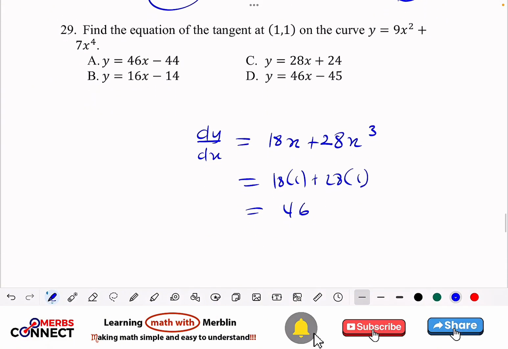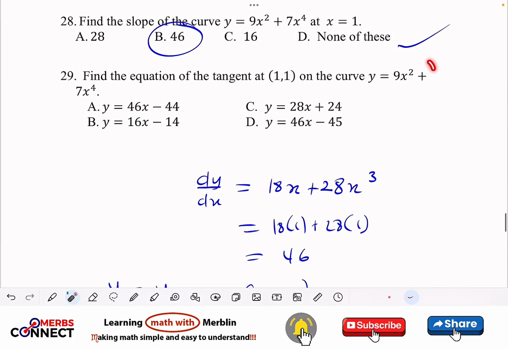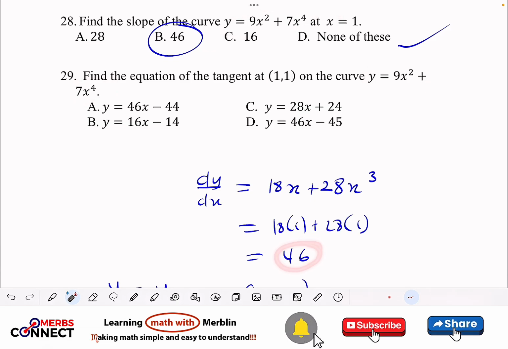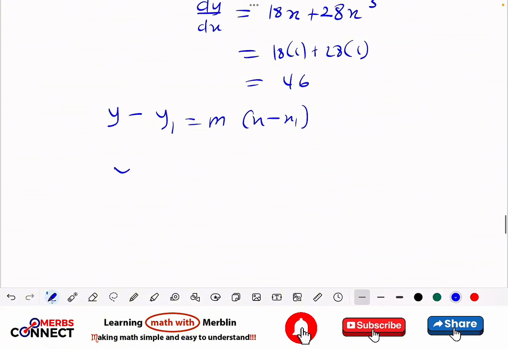Equation of the tangent to the curve, so y minus y1 is equal to m times x minus x1. So looking at the equation, this here is the same as this, so we are going to use the slope, which is 46, and we use the point (1, 1) to fix them in. So this is y minus 1 is equal to 46 times x minus 1.